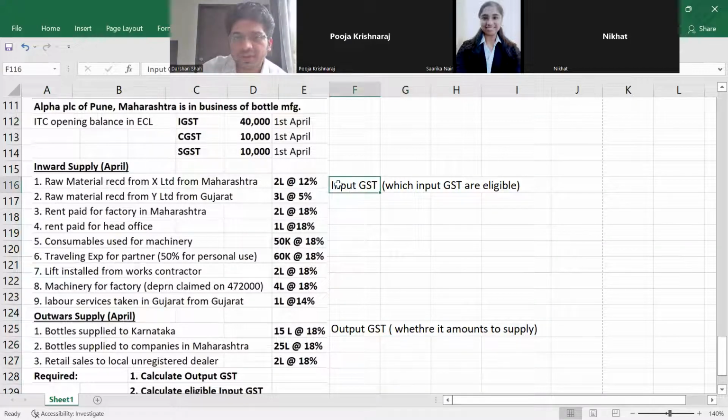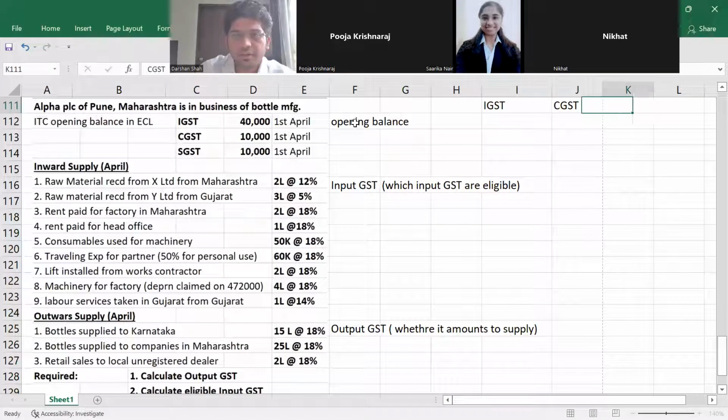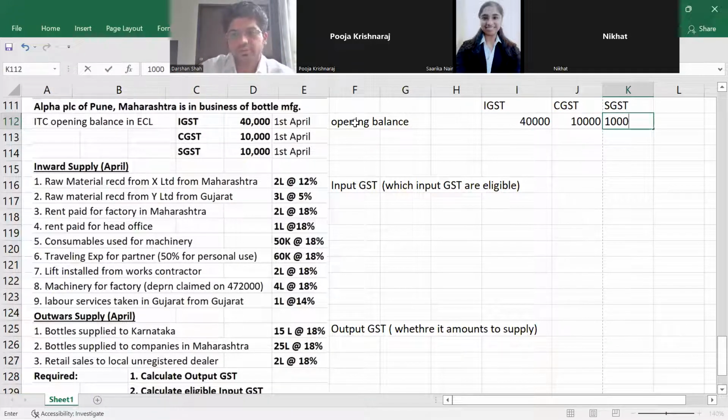So calculate the eligible input supply, calculate output GST, and opening balance is given. Opening balance was given for IGST, CGST, and SGST. Step 3 is given: 40,000, 10,000, and 10,000.